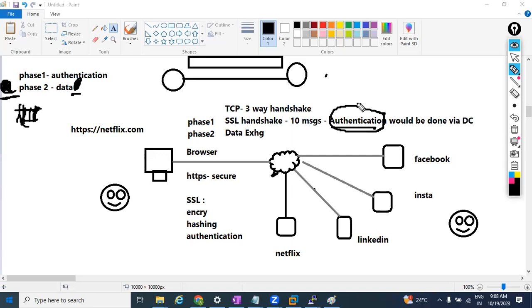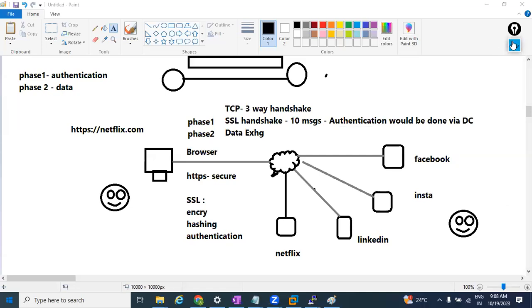Is this clear? Do you want to make any notes? Make a note. Now I'm going to talk about authentication with a digital certificate. And what is a digital certificate? That is your ID card.